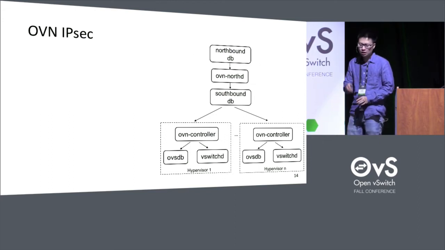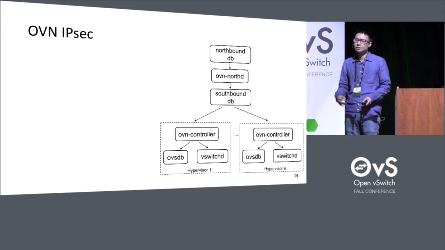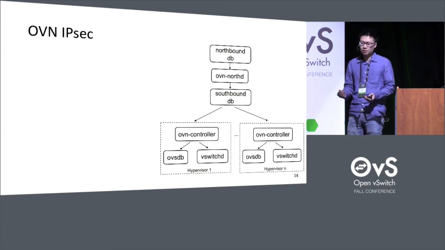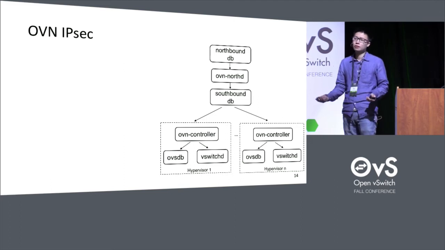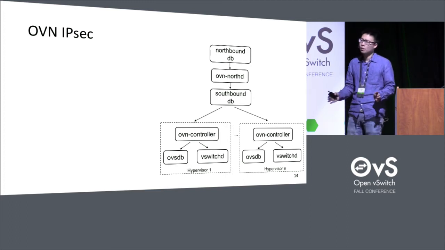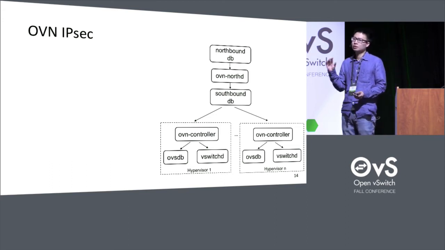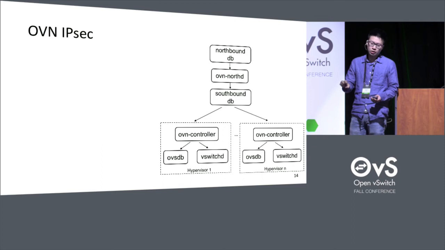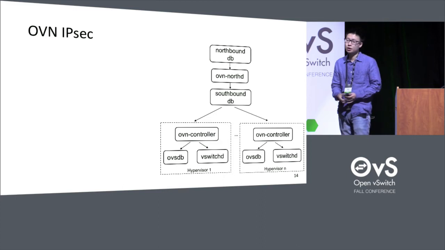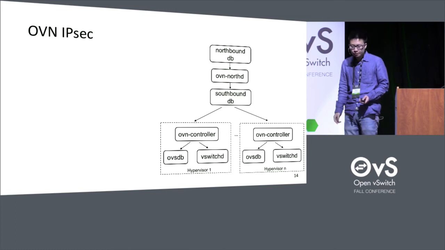So here is the overall architecture of OVN. Basically, the northbound database contains logical network information, and the southbound database contains some physical network information, for example, the location of the logical port. In each hypervisor, there is an OVS instance and the OVS DB, and also an OVN controller that deploys rules to those OVS bridges.